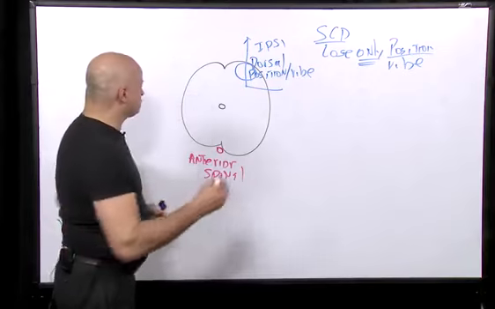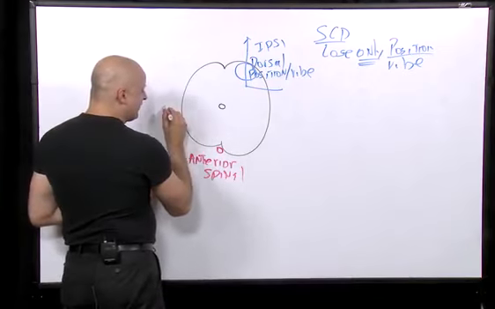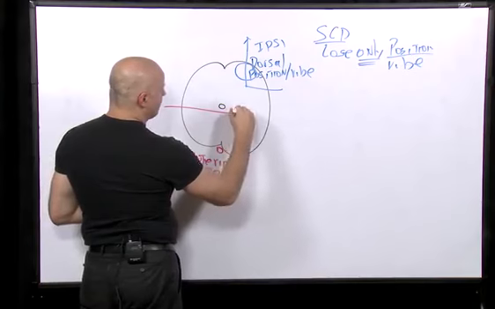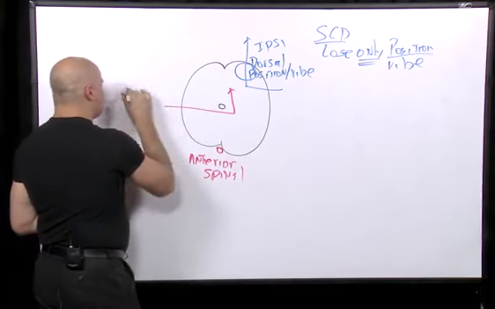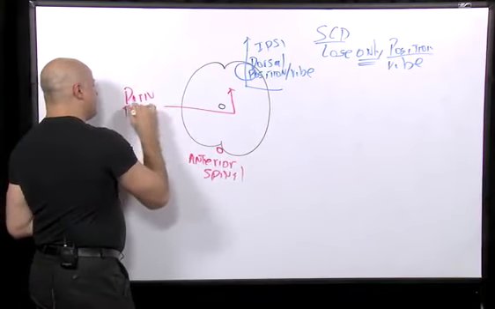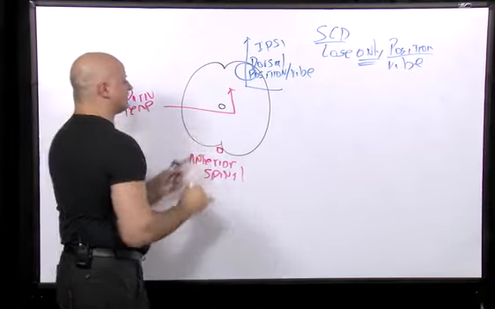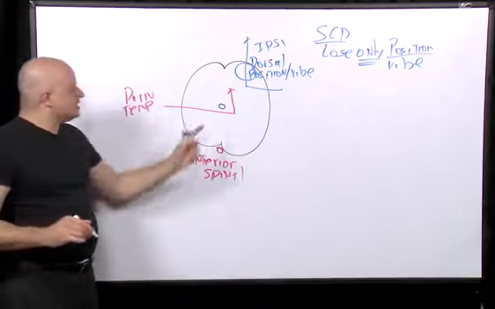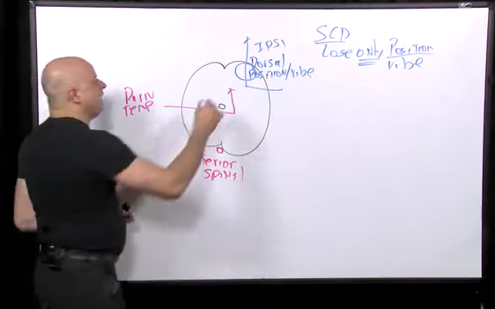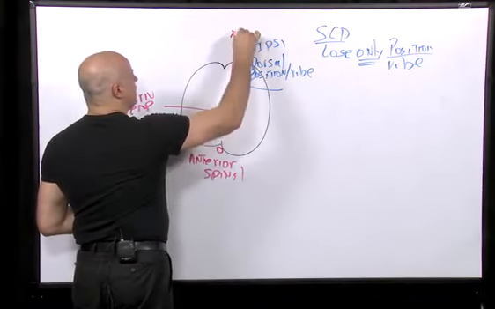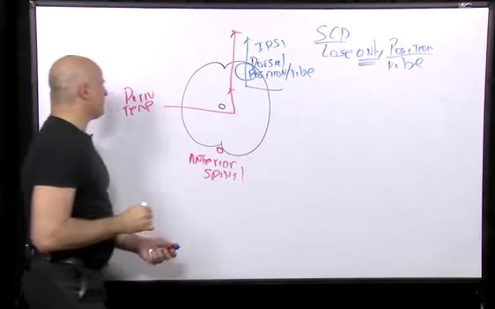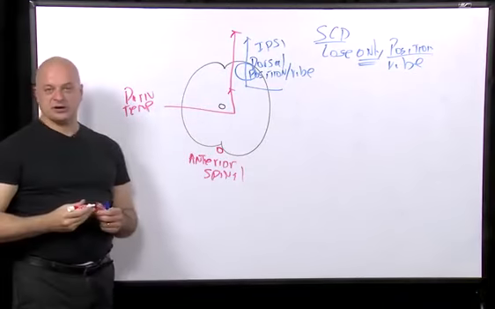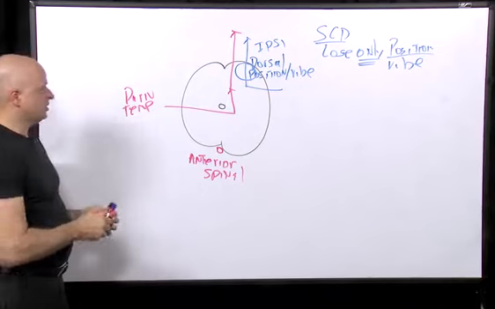Oh, next one. Pain and temperature cross at the level of the spinal cord. They cross as soon as they go in. It goes up on the contralateral side. Pain and temperature.